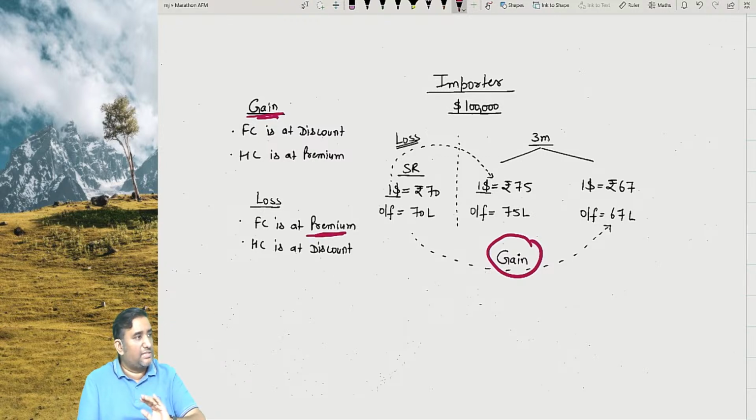Automatically, since home currency works opposite to the foreign currency, we can make the note. So I write $1 is 70, $1 is 75. If today I buy the dollars as an importer, I need $1 lakh.